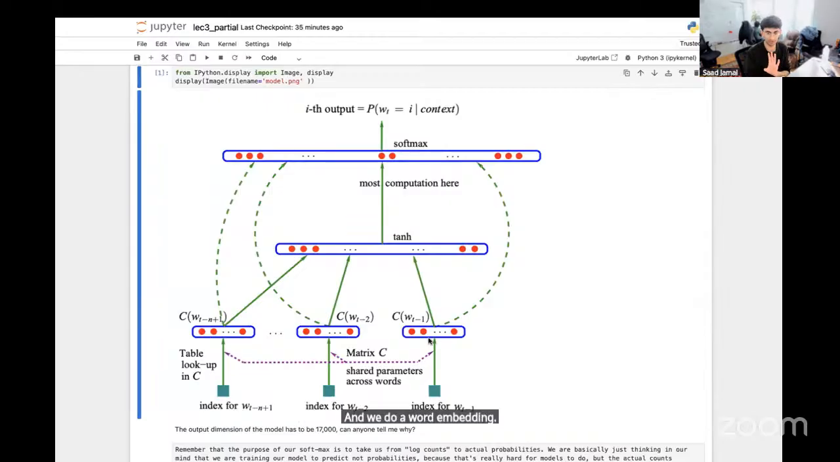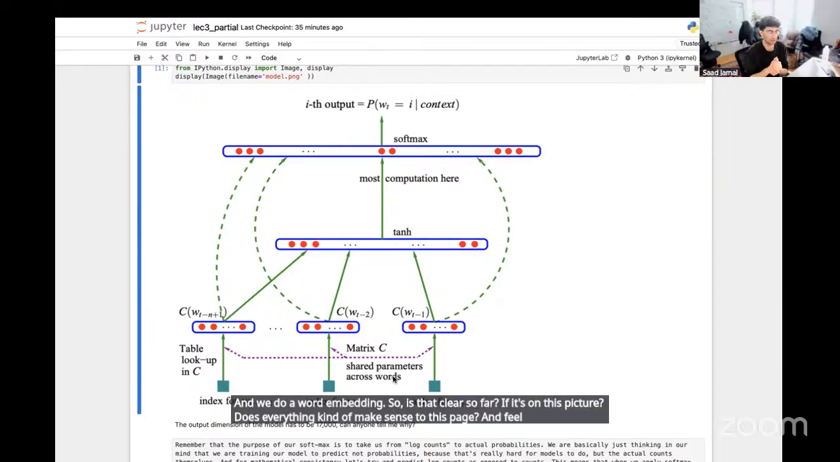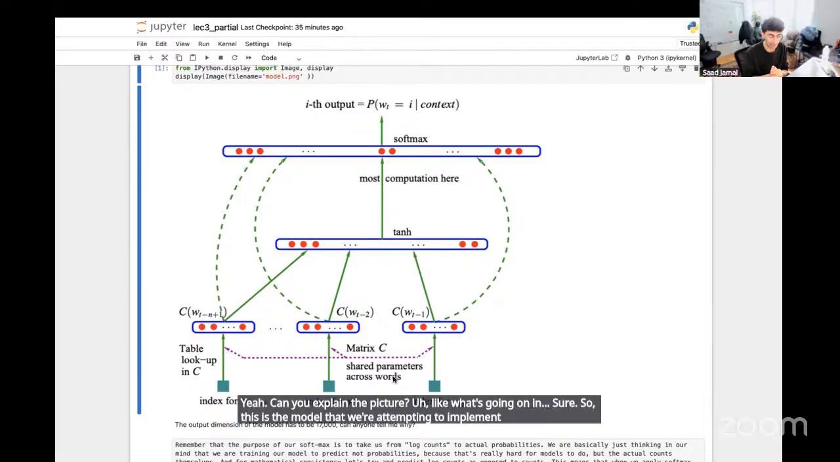So is that clear so far on this picture? Does everything make sense at this point? Feel free to ask any questions about this picture. Yeah, can you explain the picture, like what's going on in it? Sure. So this is the model that we're attempting to implement today. It's an n-gram model that has a word embedding right off the beginning. So Faizan, can you see my mouse?